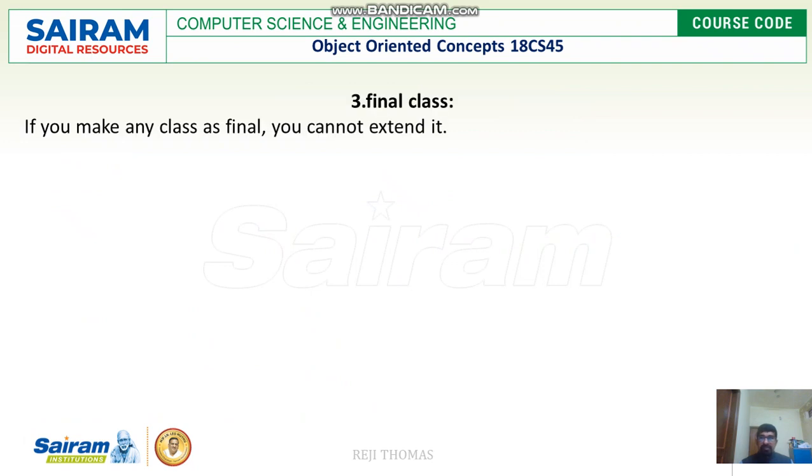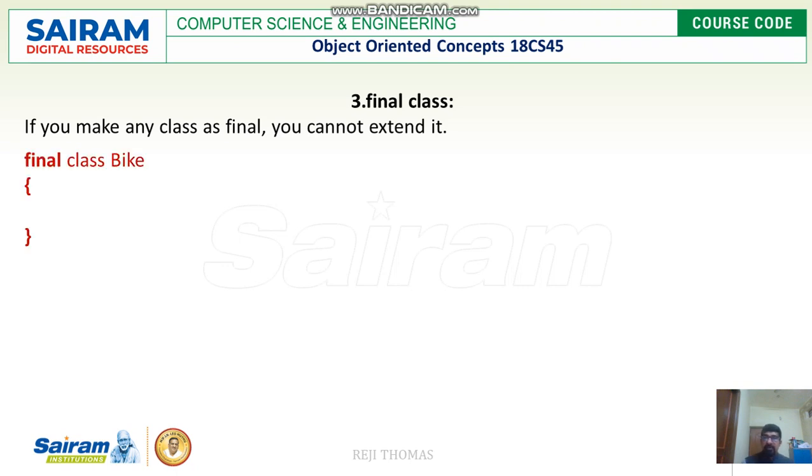Now, let us see the third use, which is the third context where I can use final. So, final can be used with a class. When I make a class final, the meaning is you cannot extend it. That means you cannot create a subclass for the given class. When I say class A is a final class, the meaning is nobody can extend it. Class B cannot extend class A, because class A is a final class.